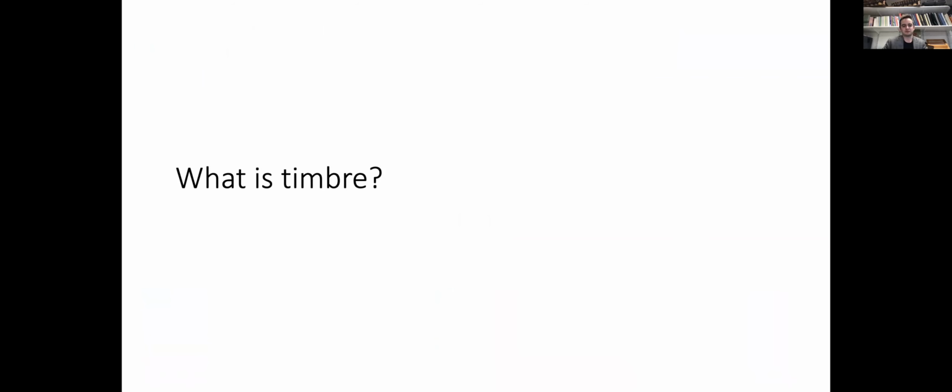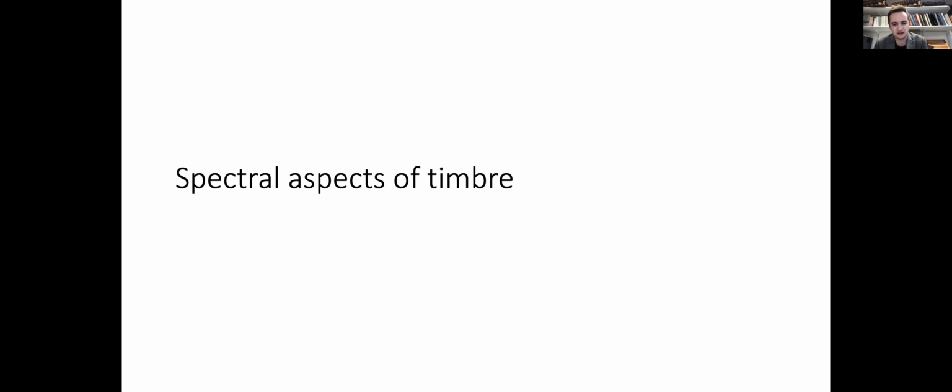So what is timbre? Well, we can informally define timbre as the tone color of the sound. And it's the perceptual quality that distinguishes two instruments, for example, a violin and a clarinet, even when they're both playing the same pitch at the same volume. And we know that timbre is, of course, a really complex phenomenon, and it has many components that contribute to it. But we know that a really important component is the spectrum. And today we're going to focus particularly on spectral aspects of timbre.